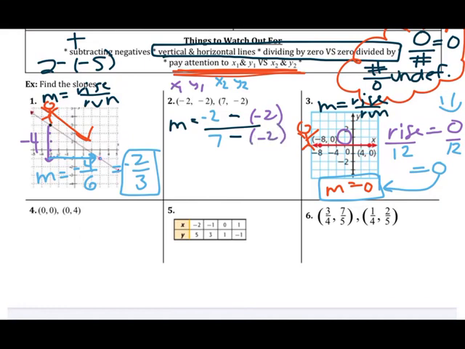Remember, when we have minus and negative, this is going to become addition. This is going to become addition. -2 plus 2 is 0. Doesn't even matter what's in the bottom, but 7 plus 2 is 9, so our slope is going to be 0.